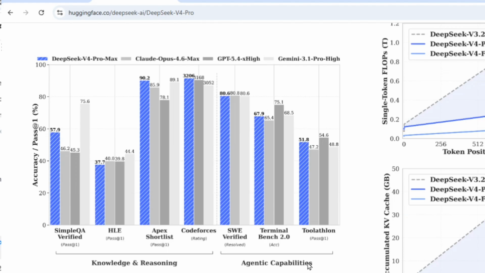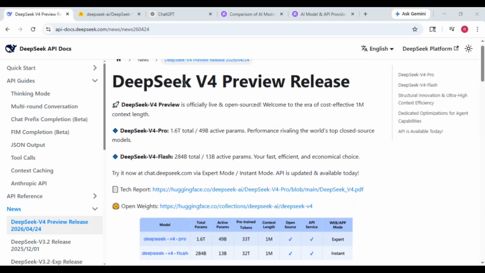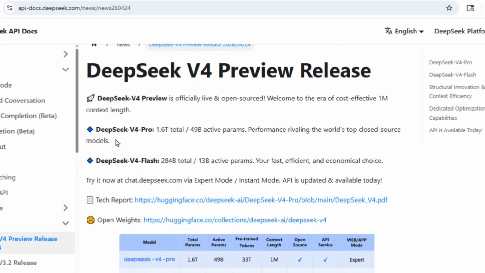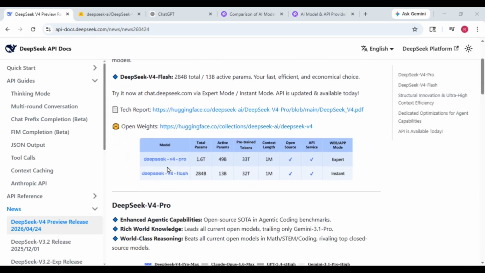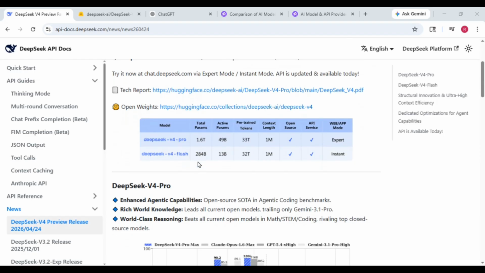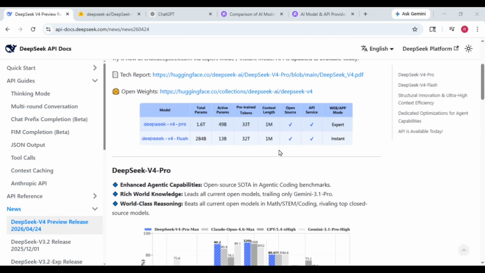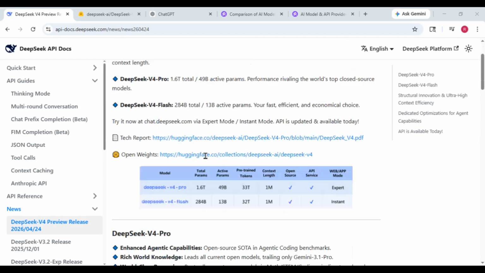So, let's dive in. DeepSeek has officially released two advanced versions of its model, DeepSeek V4 Pro and DeepSeek V4 Flash. And honestly, the performance numbers coming from these models are hard to believe. Now, here's why this matters. Usually, when AI companies release smaller models, they sacrifice intelligence and reasoning quality. But interestingly, DeepSeek claims both versions are highly optimized for speed, efficiency, and reasoning.